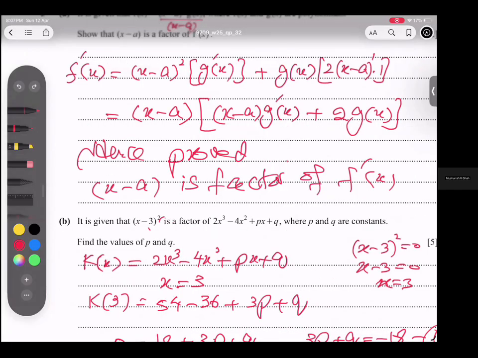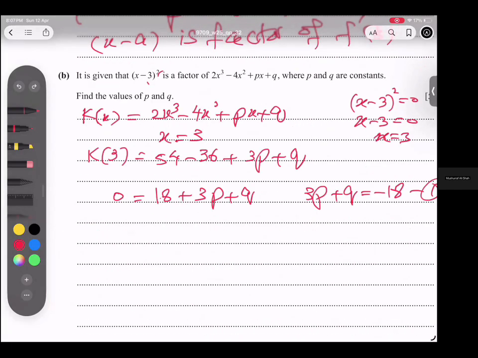So we learn a lesson from here that if x minus 3 is a factor of this, it is also a factor of the derivative. So let's take the derivative. So k dash of x: I got the power 1 down, 6 with power 1 less, and 8x, and plus p.